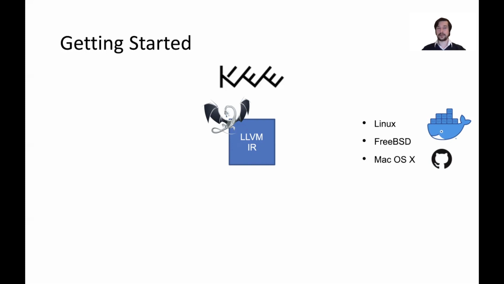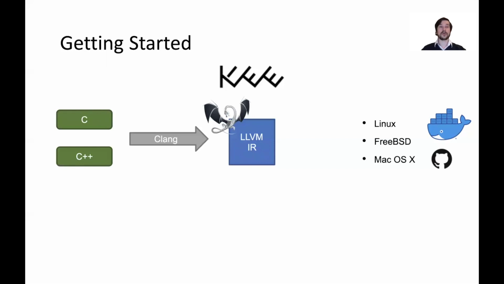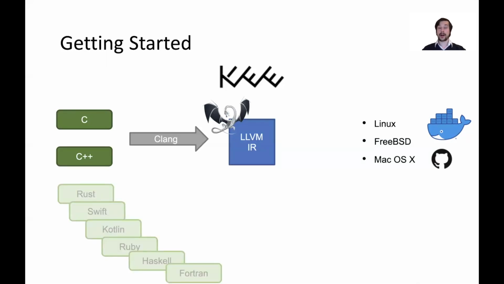KLEE is using the LLVM compiler infrastructure, and one of its major building blocks, the LLVM intermediate representation, LLVM IR. To test an application, for example, which is written in C or C++, we need to compile that application into LLVM IR. One way to do that is, for example, to use the Clang compiler. As KLEE works on LLVM IR, we can also test applications that are written in other languages, as long as there is a compiler which is able to convert those languages into LLVM IR.